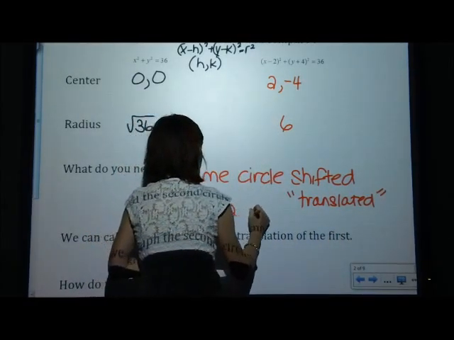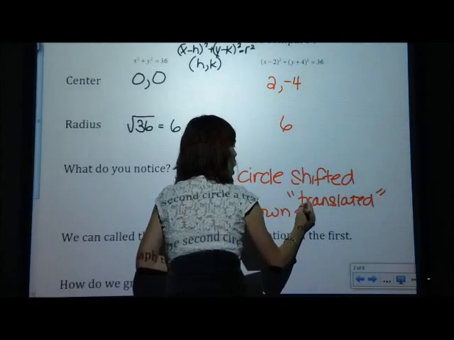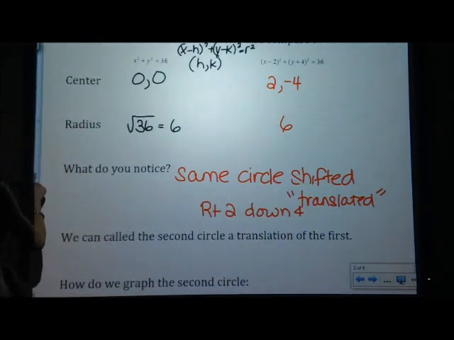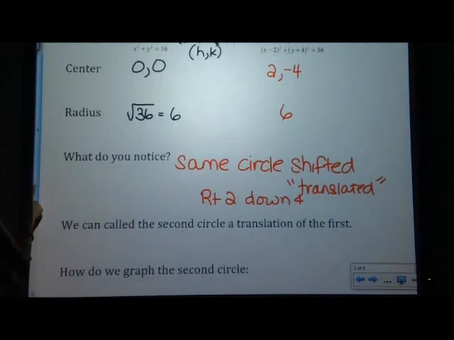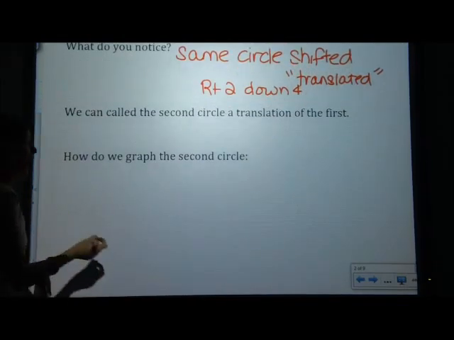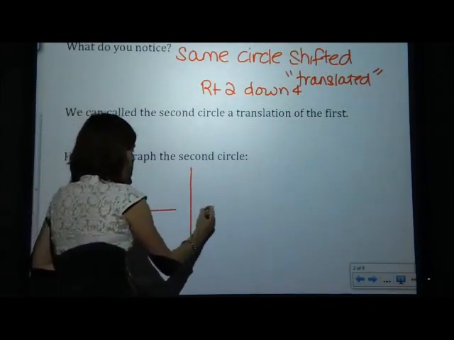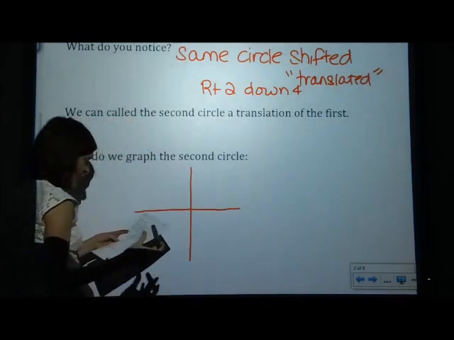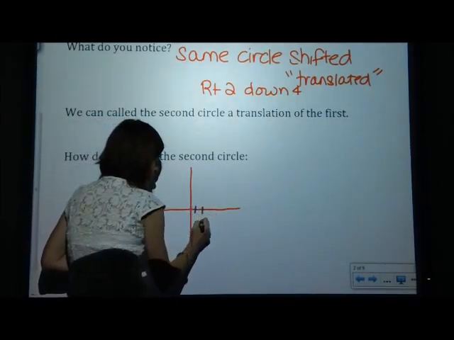Right 2, down 4. And I use those terms a lot, okay? How do we graph that circle? How do we graph it? Well, the first thing that you're always going to do is find your center, which was 2, negative 4.